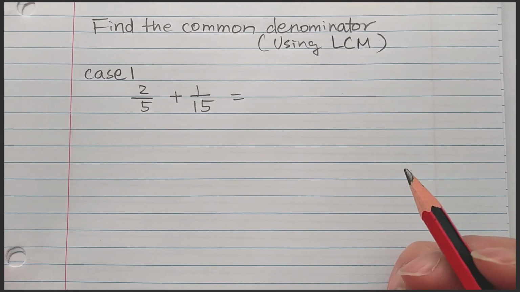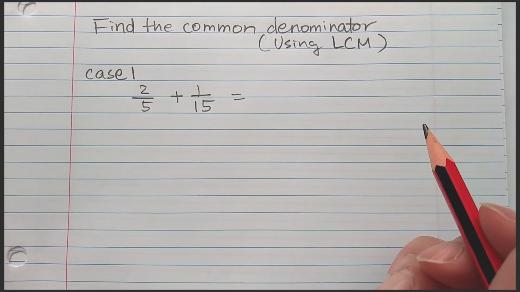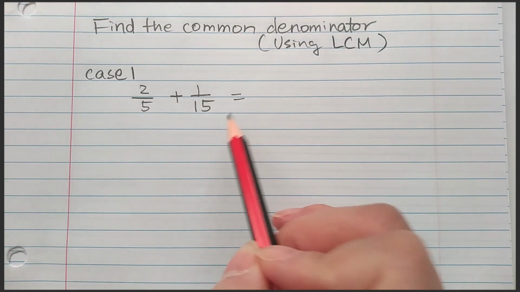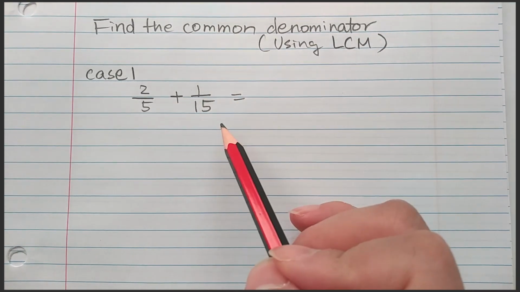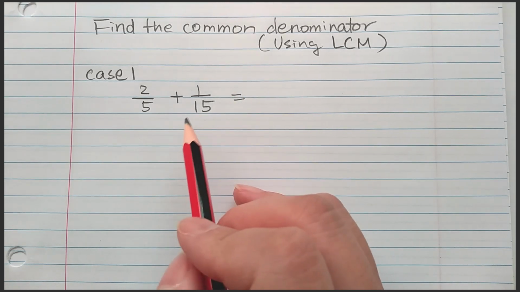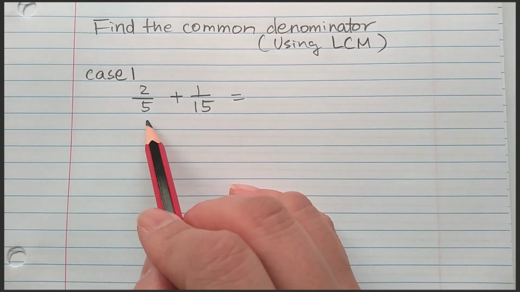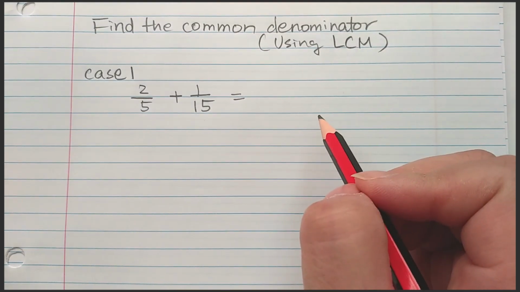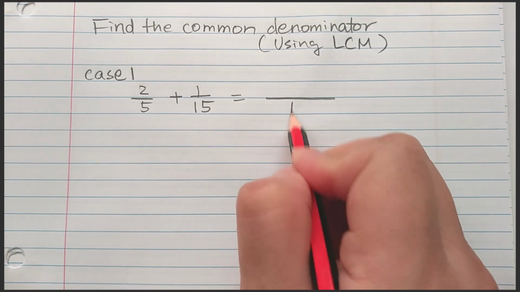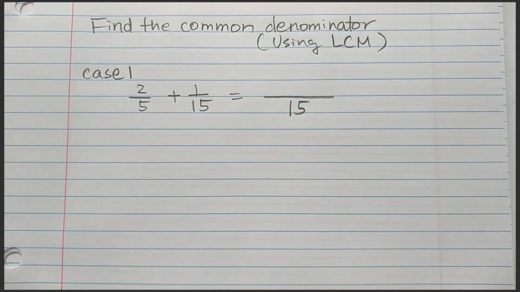Let's do a quick review. When you are adding or subtracting fractions, you need to have the common denominator, meaning the denominators have to be the same. And if one denominator is a multiple of the other one, that denominator can be the common denominator. So in this case, 15 is the common denominator.